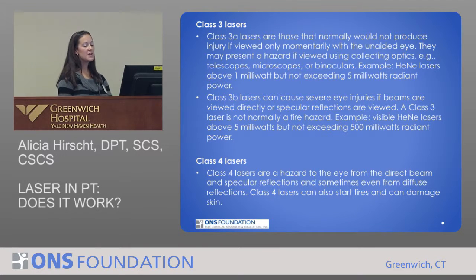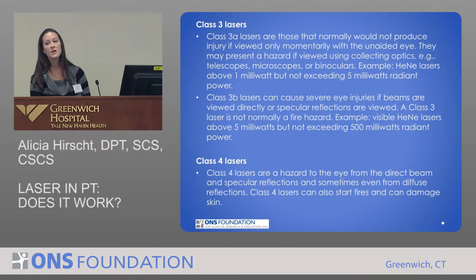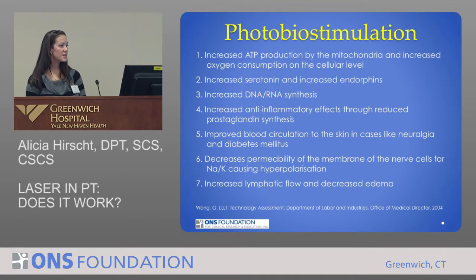Class 4 lasers are definitely hazardous to the eye, and now we're talking about more power, and we're talking about the stuff that you use in surgery and or for cosmetic reasons and plastic surgery, and not necessarily for therapeutic care of musculoskeletal conditions. So photobiostimulation, take-home message number 1.